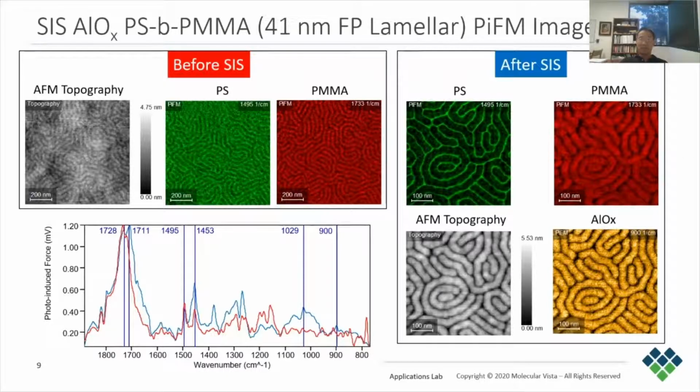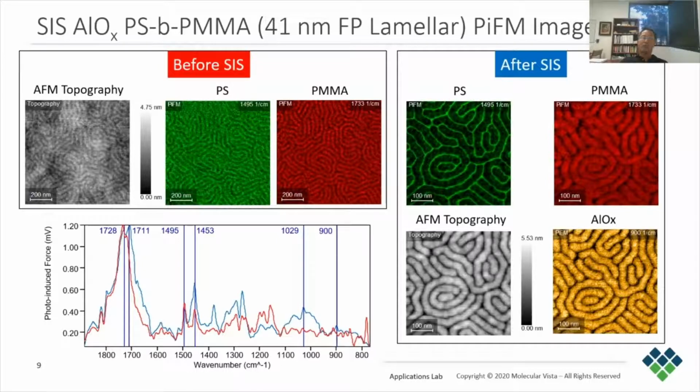On the left pane are shown the PS-PMMA block copolymer before the SIS process. As expected, the PS and PMMA blocks show similar block widths. The red and blue spectra below show PiFM spectra on the samples before and after the SIS process respectively. The red spectrum shows the expected peaks from PS and PMMA, while the blue spectrum shows new peaks at 1029 and 900 wave numbers, consistent with peaks associated with aluminum oxides.